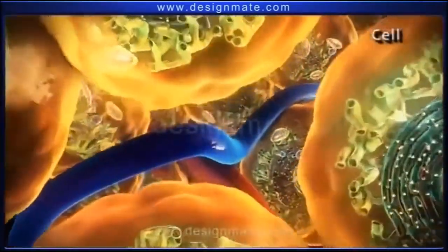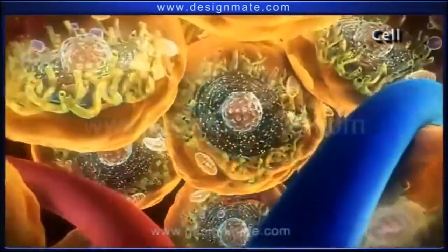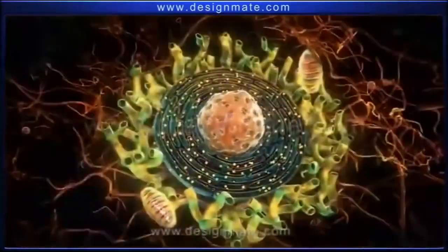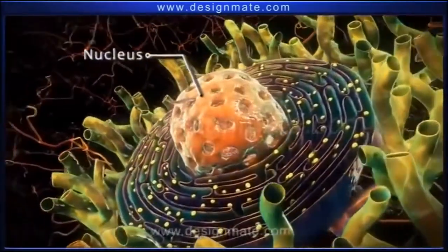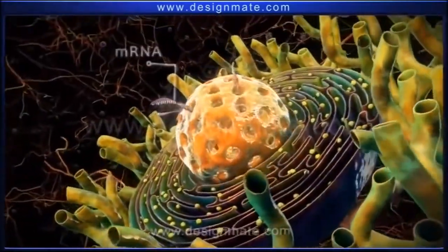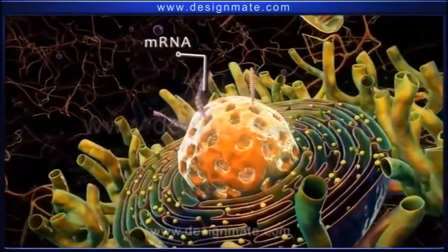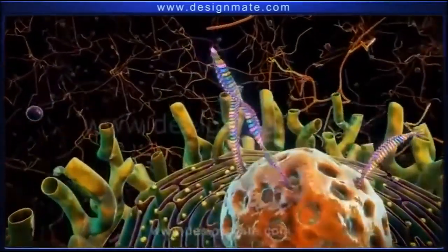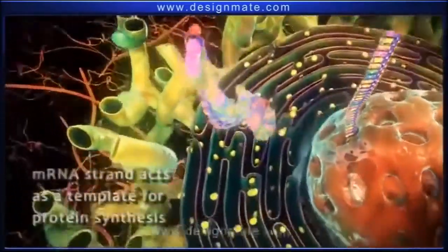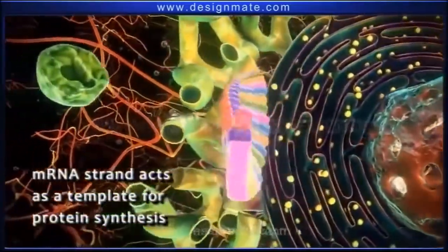Inside the body, the process of translation occurs within every single cell. Each cell has a nucleus. After transcription, mRNAs move out of the nucleus and enter the cytoplasm. This mRNA strand acts as a template for protein synthesis.